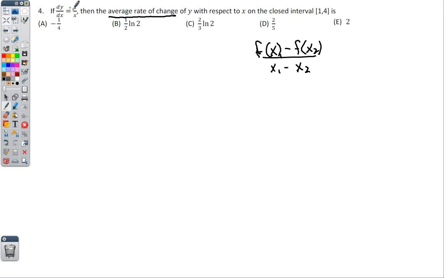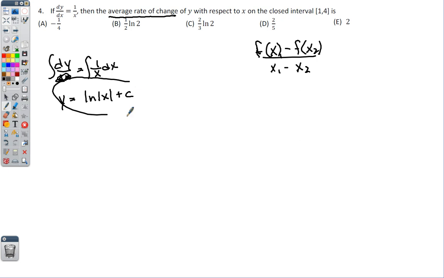I know that dy dx equals 1 over x. I multiply by dx. I take the integral. This is essentially y equals natural log of the absolute value of x plus c, right? I mean, looking at this, that's pretty standard, right? So, okay, let's take the average rate of change of natural log.